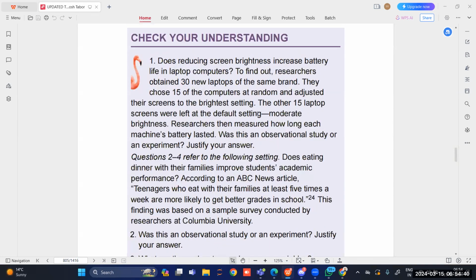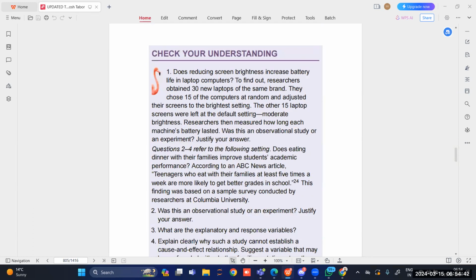Does reducing screen brightness increase battery life in laptop computers? To find out, researchers obtained 30 new laptops of the same brand. They chose 15 of the computers at random and adjusted their screens to the brightest setting. The other 15 laptop screens were left at the default setting, moderate brightness. Researchers then measured how long each machine's battery lasted. Was this an observational study or an experiment?